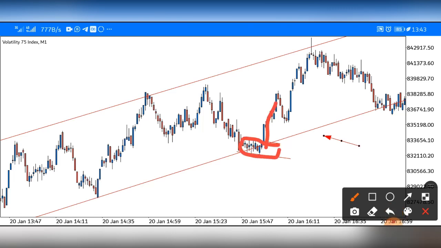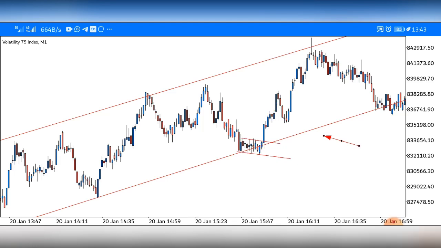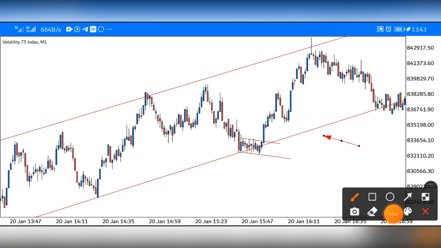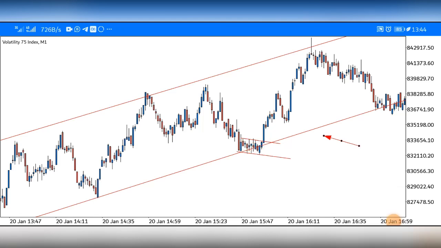Let me draw that again. Look at this. That is the flag. Look at it. You see how it was sloping like this? Then boom, to the top side. That is the flag. That's what I'm saying. So you wait for the breakout.